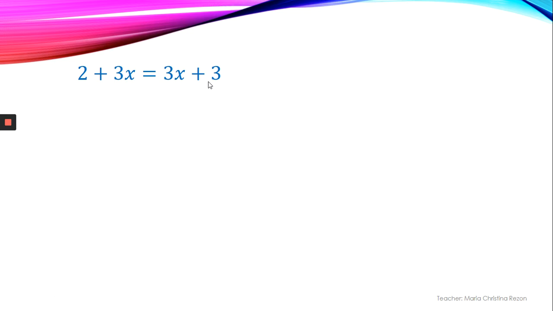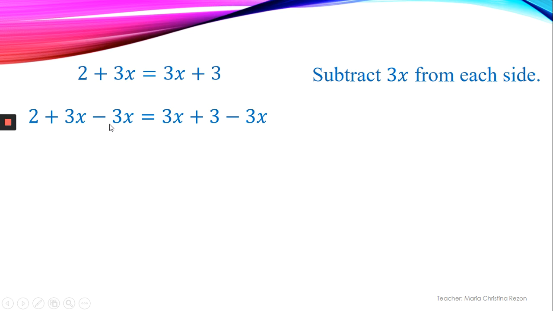Then we will subtract 3x from each side. So you will have 2 plus 3x minus 3x is equal to 3x plus 3 minus 3x. So that becomes 0, and this one is also 0. So what is left now is 2 is equal to 3. Now this is a false statement or a false equation because 2 can never be 3. Therefore, the equation above is a no solution equation.